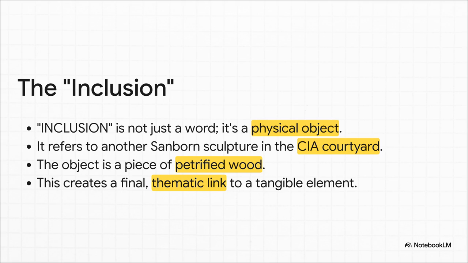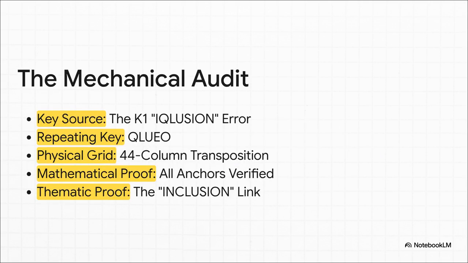It all connects. So let's just run down the checklist. The key, QLUEO, comes directly from that intentional error in K1. The 44-column grid is dictated by the sculpture's actual physical dimensions. The math is proven solid by decrypting all of Sanborn's own clues, including that incredible K to K signature. And finally, the theme is confirmed by the link to the inclusion sculpture. Every single piece locks together perfectly.